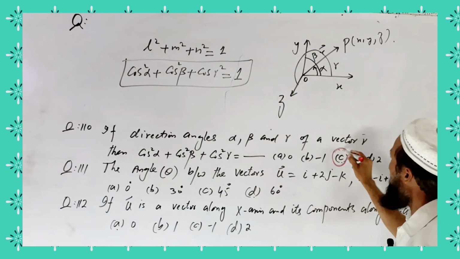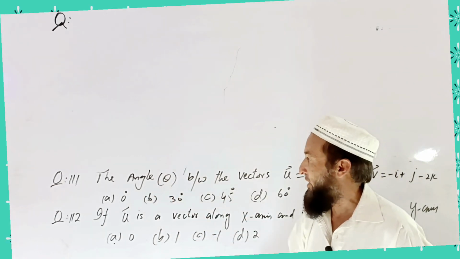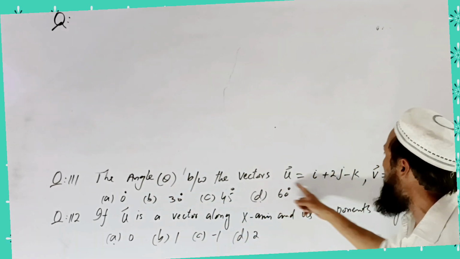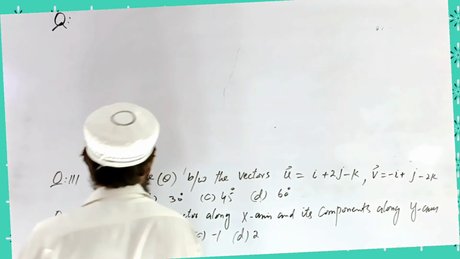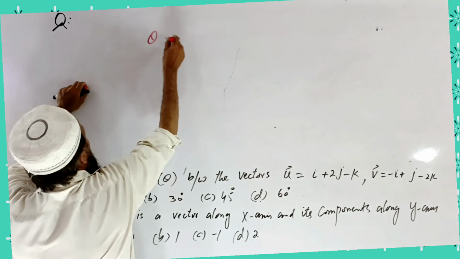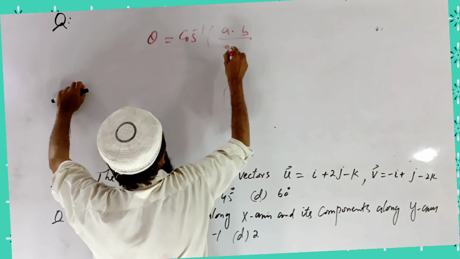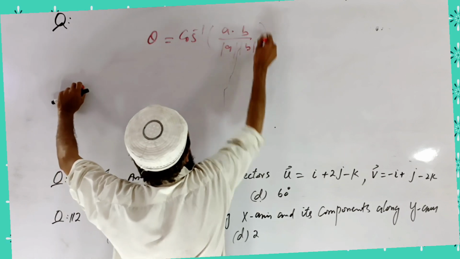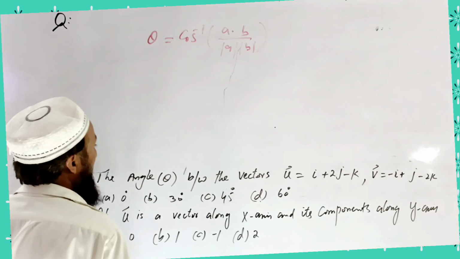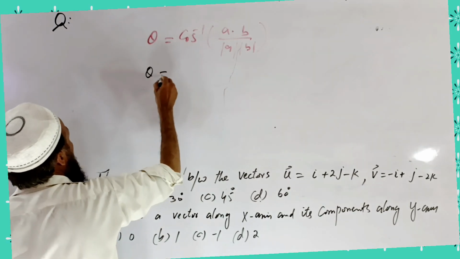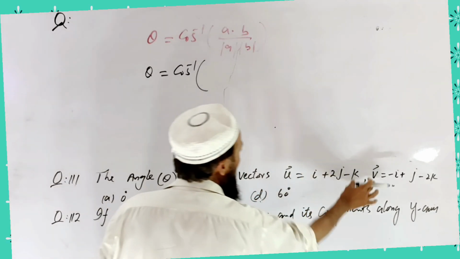In this case, this is question 112. That is very interesting. The angle theta is required between two vectors. We already know how to calculate theta. We know that theta is cos inverse of A dot B divided by the magnitude of A and the magnitude of B. So that is the formula for finding it. Now look here, if we are using this formula, we first find A dot B.